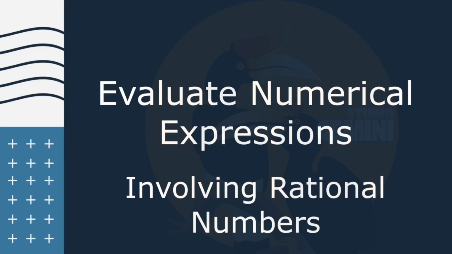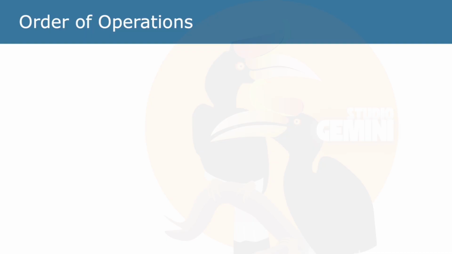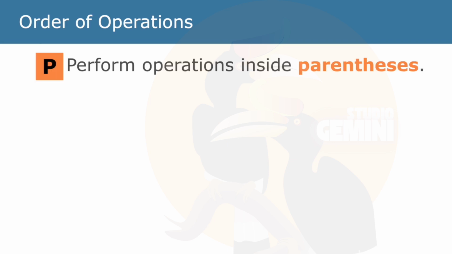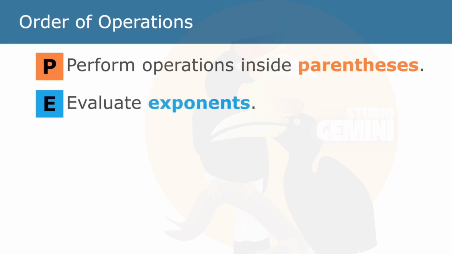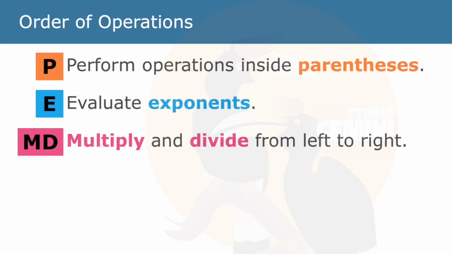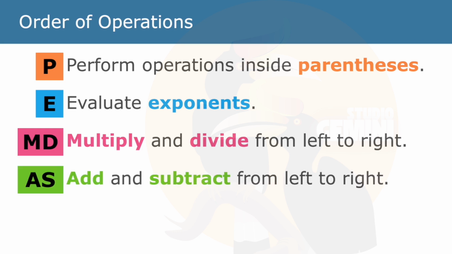In this video, we will evaluate numerical expressions involving rational numbers. To evaluate an expression with multiple operations, we will use the order of operations. P stands for perform operations inside the parentheses. E means evaluate exponents. MD represents multiply and divide from left to right. And AS is add and subtract from left to right.